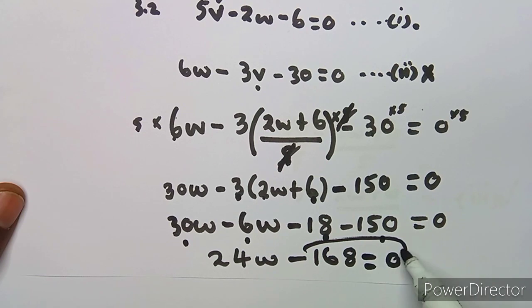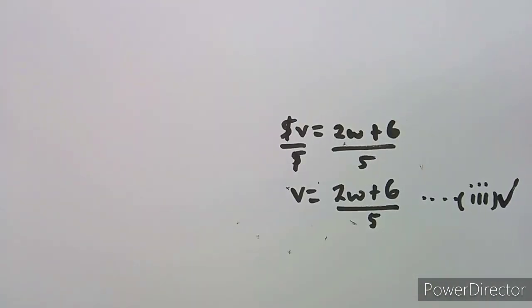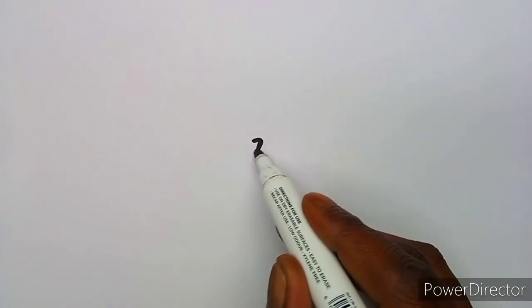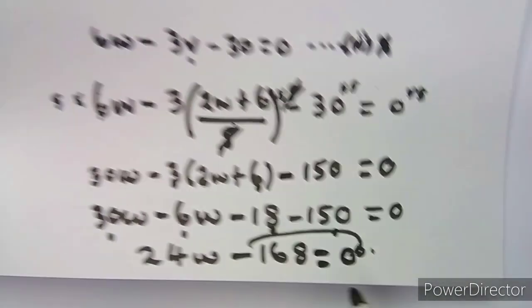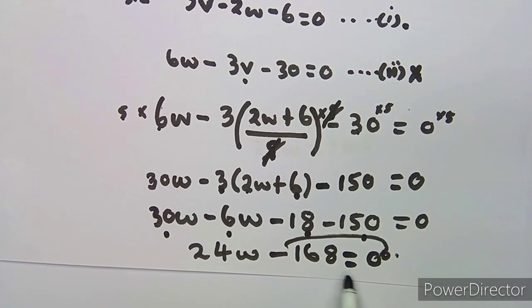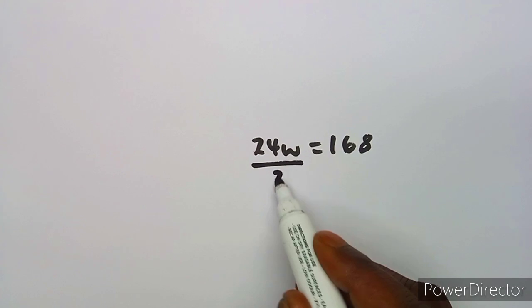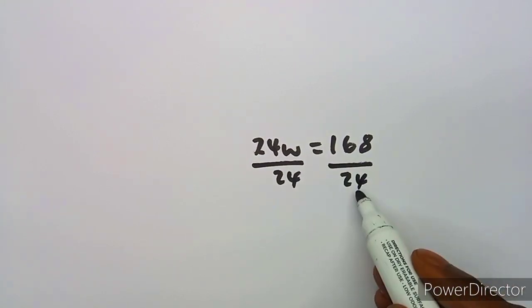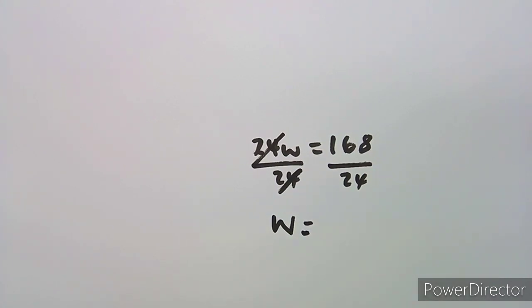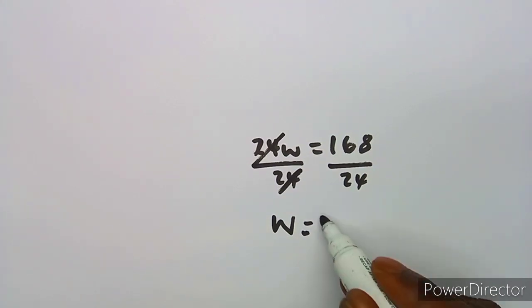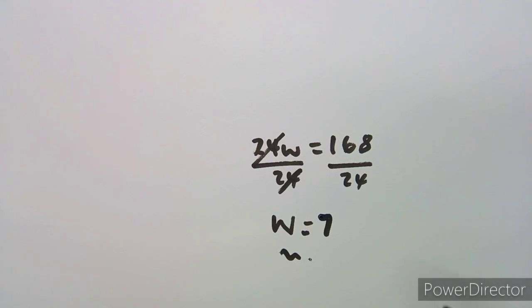Then we can transpose this to the other side, which is going to give us a positive. So we now have 24w is equal to positive 168. That's what we have if we transpose. So if we divide by 24 on both sides, we have the value for w, which is 7. So the value of w is going to be 7.